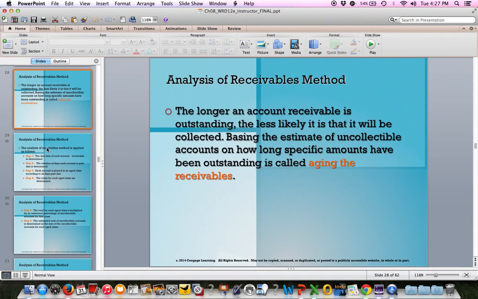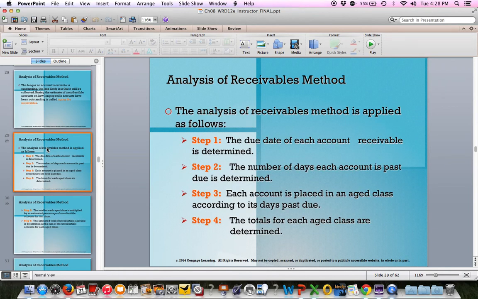Then we have the next method, the analysis of receivables method. It says the longer the accounts receivable is outstanding, the less likely that it will be collected, which obviously makes sense, right? The longer it's gone past due, the likelihood of collecting goes way down. And so we make an estimate based on the aging of receivables. The older the receivable, the less likely we are to collect. There are a few steps that we have to follow to do that, and we apply it in about 6 steps.